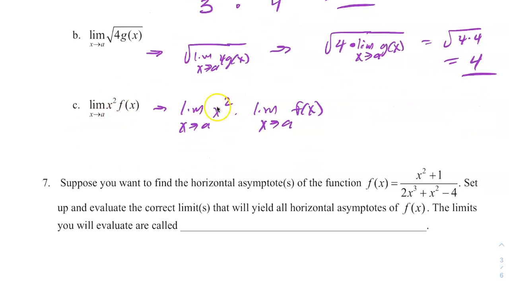Now here I don't have to worry about the same rule because it's just an x. We know how to do those. It's a continuous function. I can just plug it in. X squared is a continuous function. I can just plug it in and I get a squared.